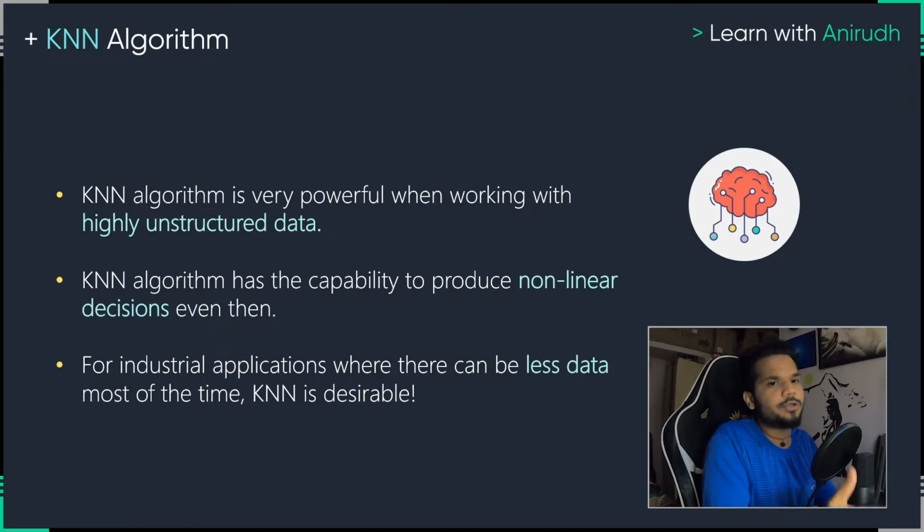And especially when you're looking forward to producing non-linear decisions based on unstructured data, there is no better algorithm to do it than KNN. And let's be honest here, in real life, whenever people are using machine learning algorithms, there's a very good chance that they don't have a lot of data to train the algorithm. So when you have less data and you have to put out an industrial application, KNN is desirable because not only can it handle highly unstructured data, but it can also take in a small amount of data, learn really well, and give you a fantastic result. How cool is this? No wonder this is in our top 3, right?